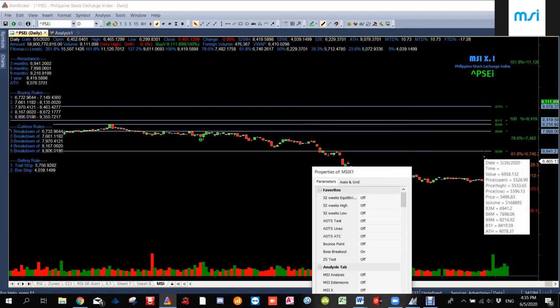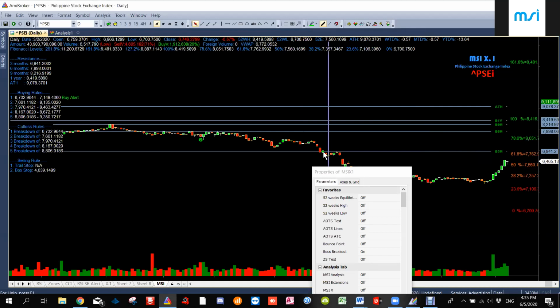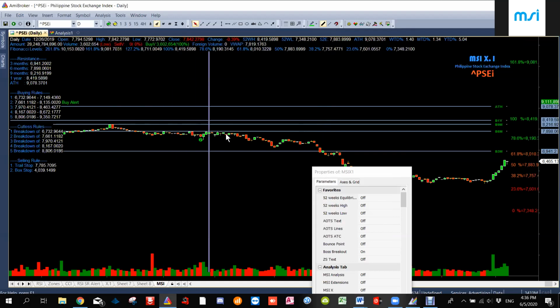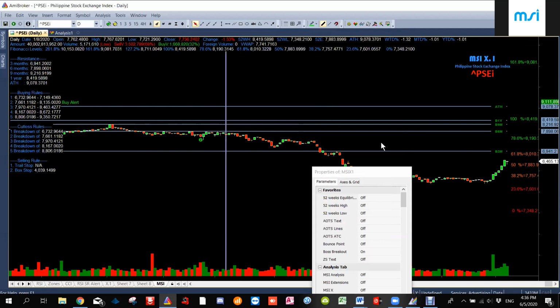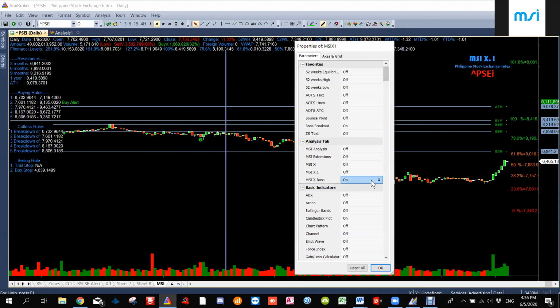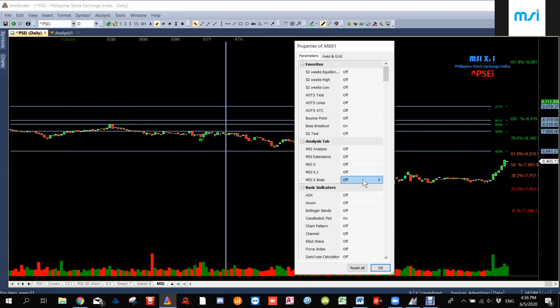So pag nag-breakout yan, then we can expect a bigger move. So dito din nagkakaroon ng buy and sell signal, no? Ayan, meron siyang buy alert kasi malapit na siya sa boss line. Kaya lang hindi siya nag-sustain. Same dito sa area to. Ayan. Okay, so bibigyan niya kayo ng idea kung saan kayo pwede bumili at magbenta din. Okay, so that's for your MSI boss.